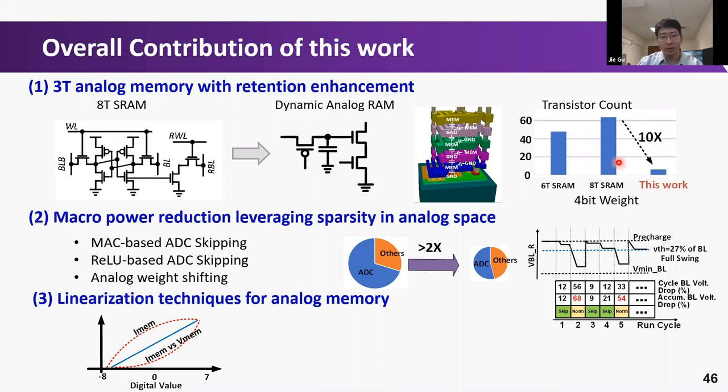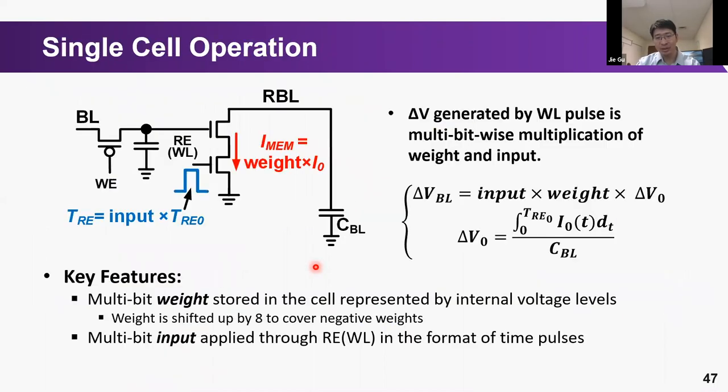We also proposed quite a few techniques to leverage sparsity in the analog space, which people have not done before. And we can achieve state-of-the-art efficiency for the CNN operation.